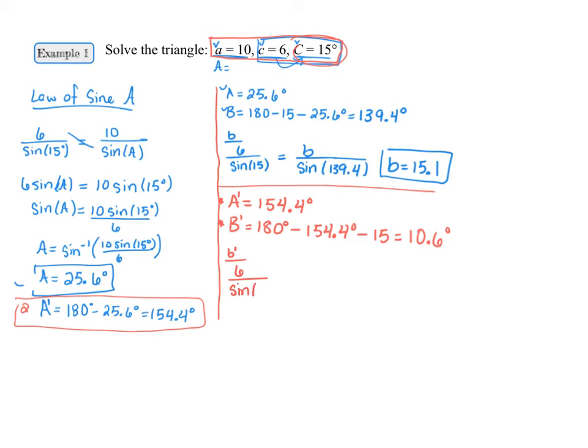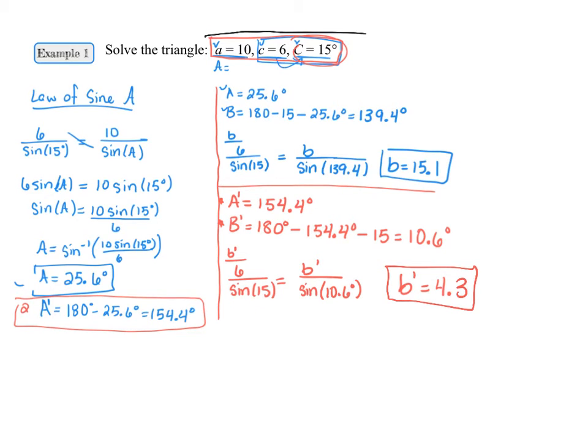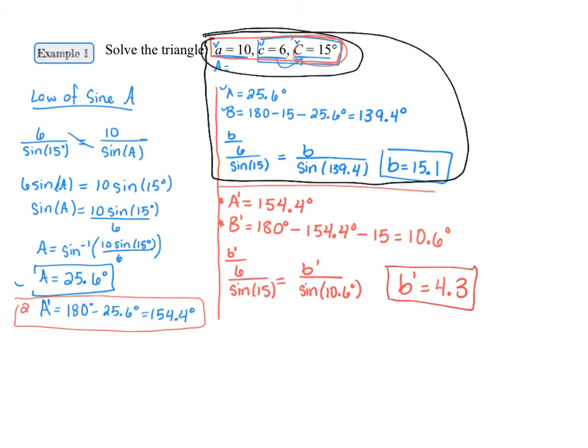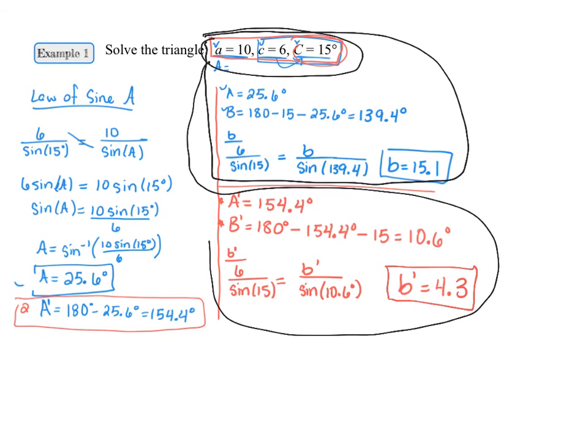pairing, set it equal to B prime over 100 sine of 10.6 degrees and solve for this side B. And I got 4.3. So again, what I'm doing here is I'm creating 2 totally separate triangles. The first triangle is all the original given information and these 3 measurements. And the second triangle that I'm creating is all of the original information and these 3 new measurements.